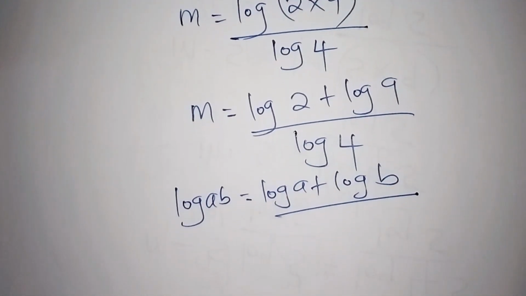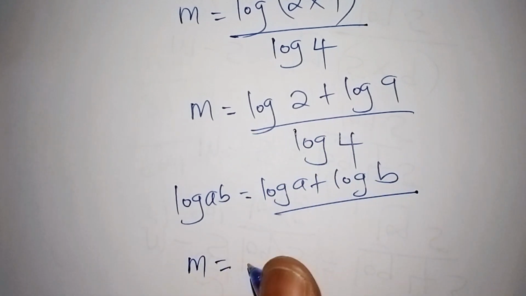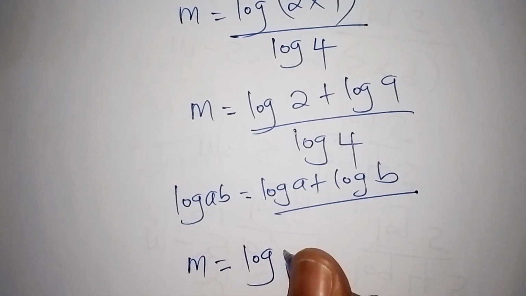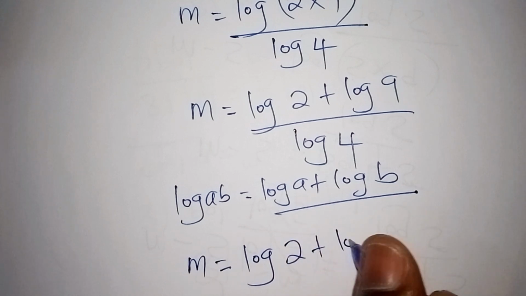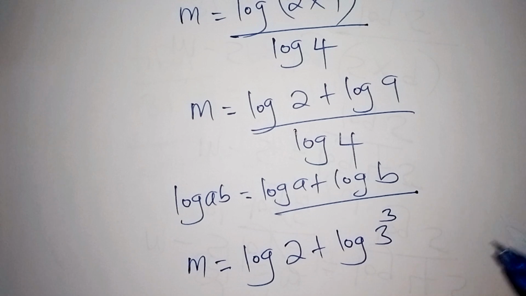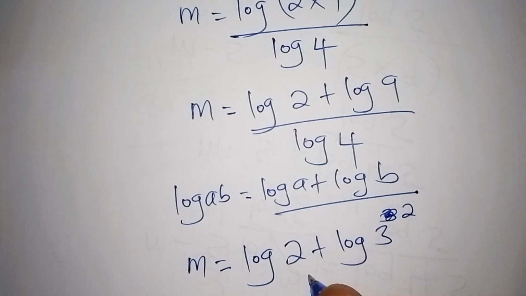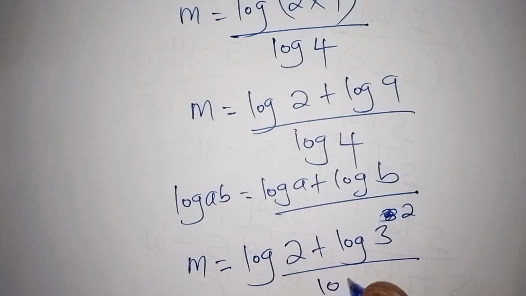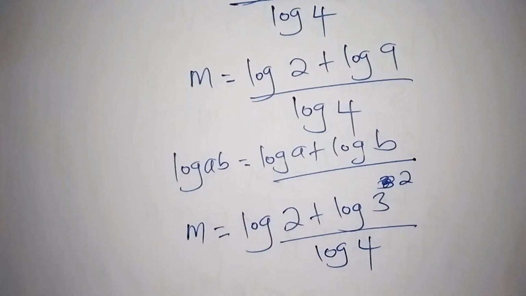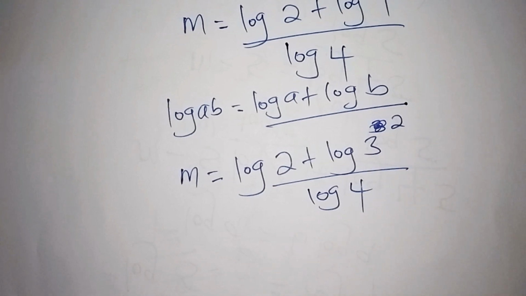We can still write this further by saying that our value for m is equal to the log of 2 plus, since the log of 9 can also be written as the log of 3 to the power of 2, all over the log of 4. The reason we give it the power of 2 is because 3 multiplied by 3 gives us 9.